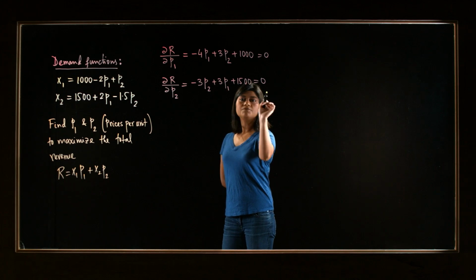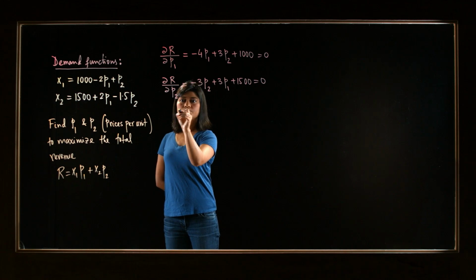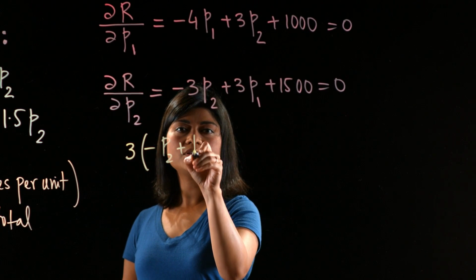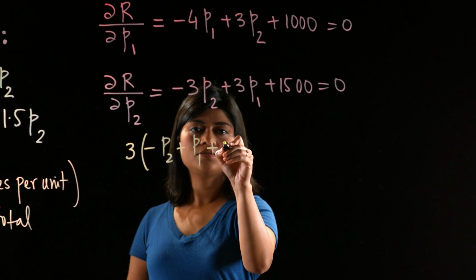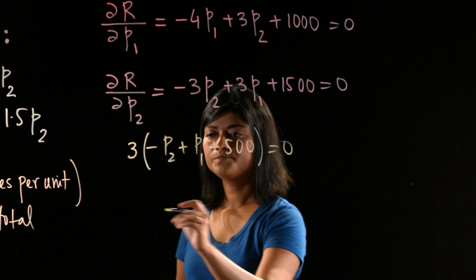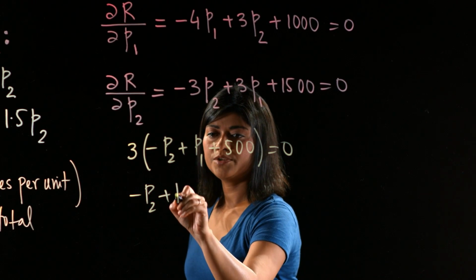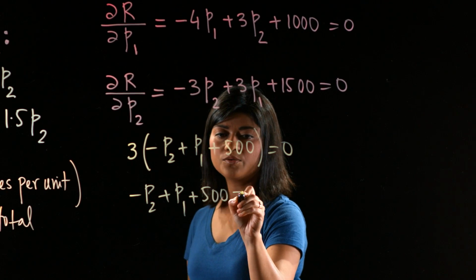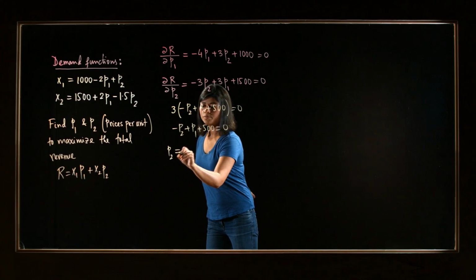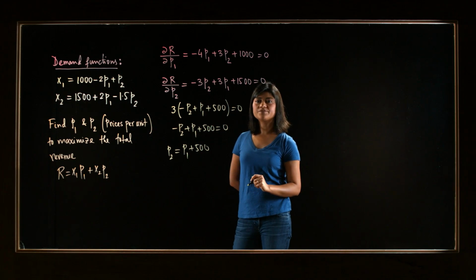I will take this equation first, and then let's see if I can simplify this a little bit. If you take out a common factor of 3, you get negative p2 plus p1 plus 500, that is equal to 0. So you can get rid of this 3, divide both sides, and we'll have negative p2 plus p1 plus 500 equals 0. Then if you take p2 to the right hand side, you can write p2 in terms of p1. So p2 is p1 plus 500.